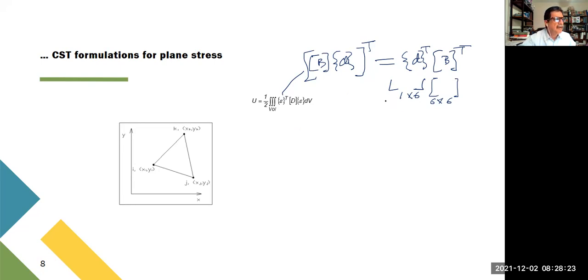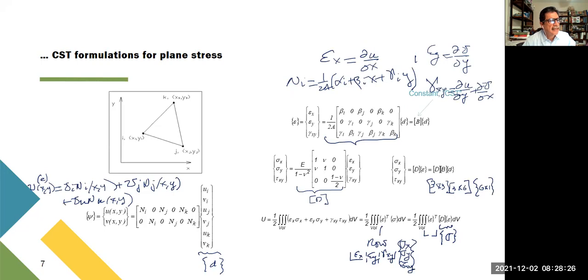Remember, I'm sorry, there's something I forgot to insist on here, which is the fact that this B matrix is a constant. It doesn't depend on X and Y. It depends on the position of the joints at the corners, but doesn't depend on X as a variable. So this is a constant. Since the strain is going to be constant inside the element, that's why we call it CST, constant strain triangle. Inside every triangular element, the strain is going to be constant.